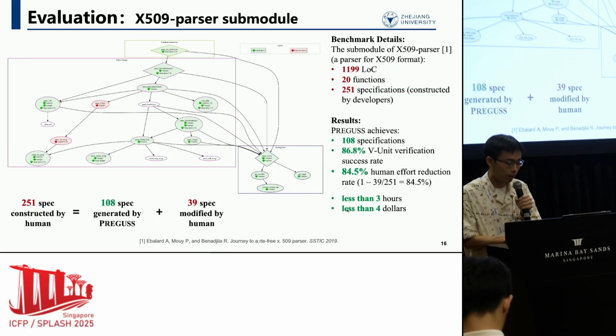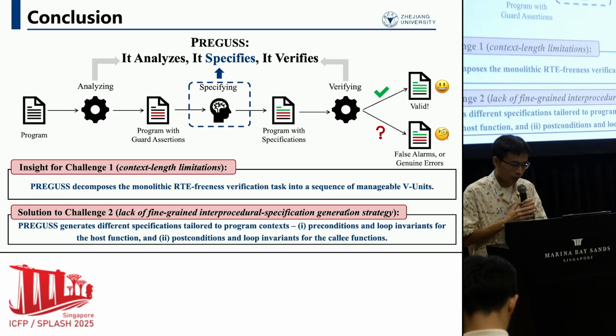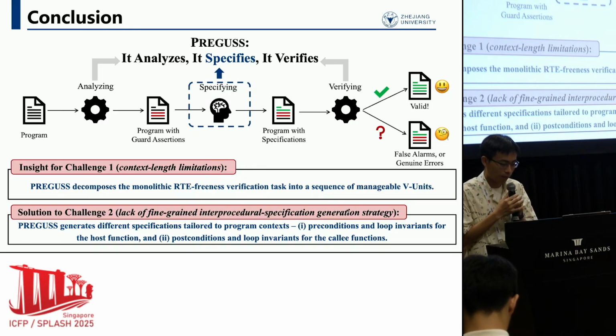Besides, the entire process takes less than 3 hours and under $4. This is a marginal cost compared to the days of effort that a verification expert would typically spend on such a module, highlighting the great efficiency of our framework. Here is the conclusion. We propose the Preguss framework and foresee that by adopting such a two-stage divide and conquer strategy, we can pave a compelling path toward the automated verification of large-scale programs. Thanks for your attention.